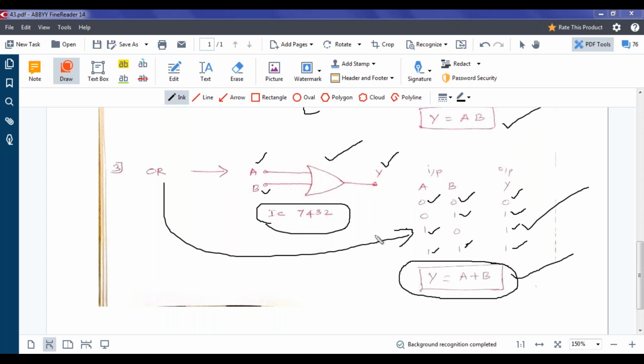Please note down the IC numbers. It may be asked for 1 mark. Suppose the exam is conducted in MCQ pattern, you will get around 3 to 4 questions based on the IC numbers. So please note down the IC numbers.